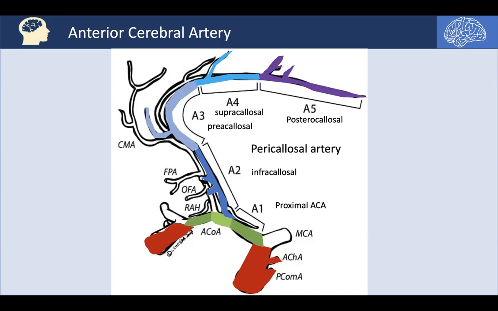The whole segments from A2 to A5, so the post-communicating segments, are termed the pericallosal artery as they course around the corpus callosum. So they are the pericallosal artery. And here we have the contralateral ACA.